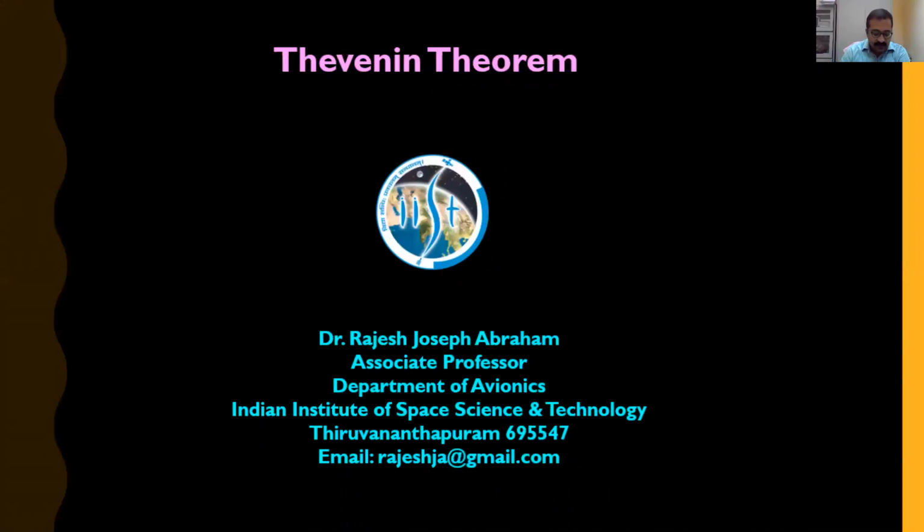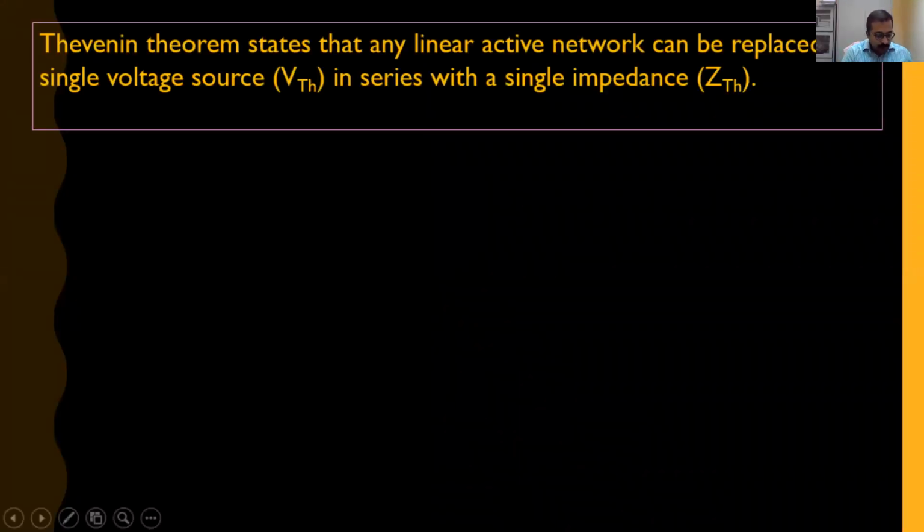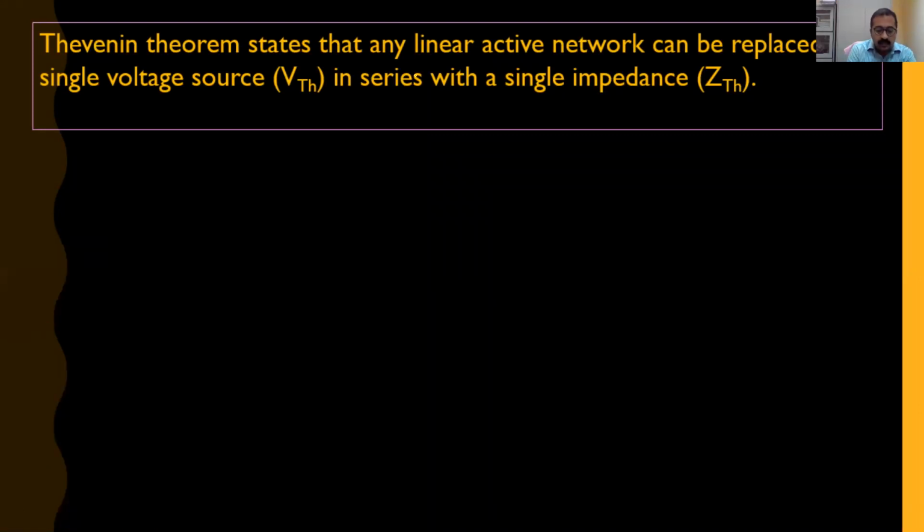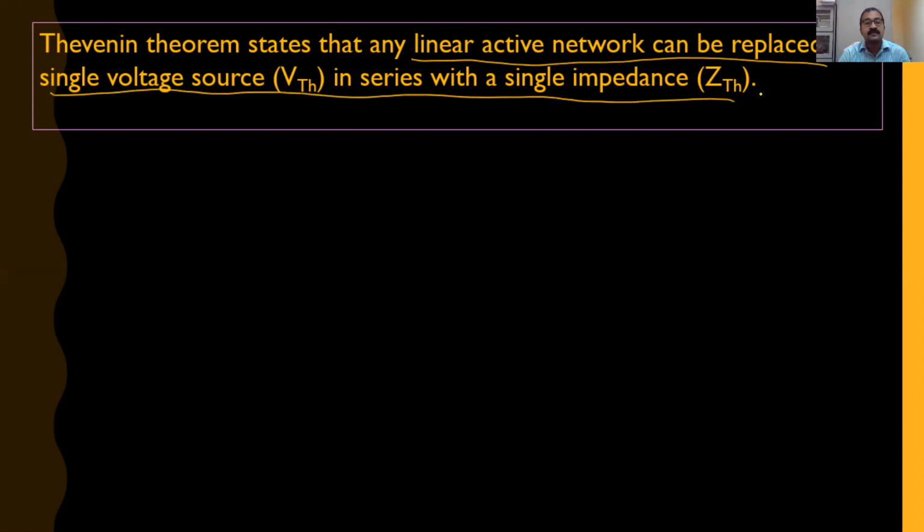Let's look at the details. Thevenin's theorem states that any linear bilateral active network can be replaced by a single voltage source in series with a Thevenin impedance ZTH. If you remember, an ideal voltage source is one which gives a constant voltage independent of the load connected across the terminals. This is the ideal voltage source.